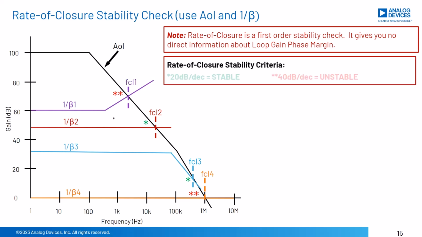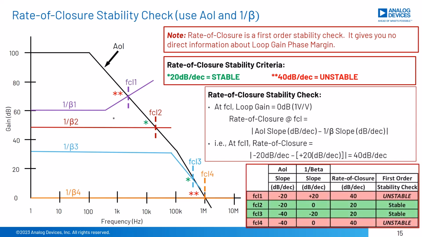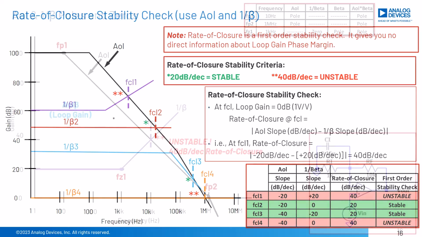The stability criteria is that the rate of closure at FCL must be 20 dB per decade for stability. The rate of closure is defined as the absolute value of the difference in slopes between AOL and 1 over beta. In this diagram, we show several common cases of stable and unstable op-amp circuits using rate of closure. Once we are familiar with this criteria, it becomes an easy visual tool for stability analysis without having to do math on the slopes of AOL and 1 over beta at FCL.